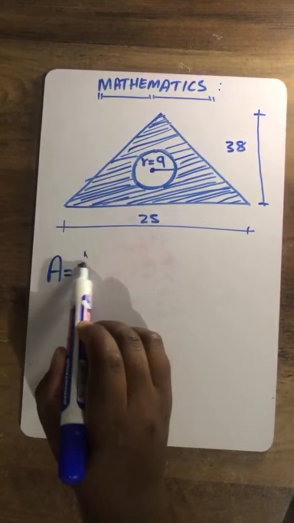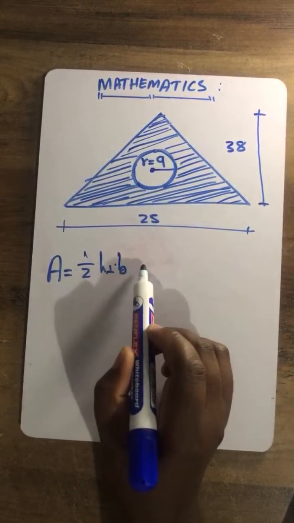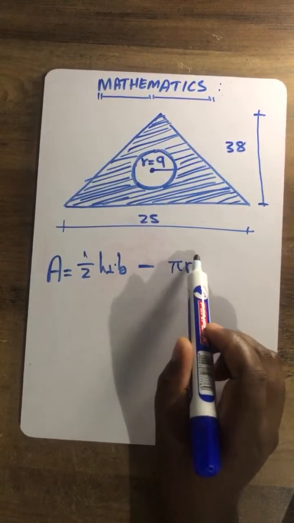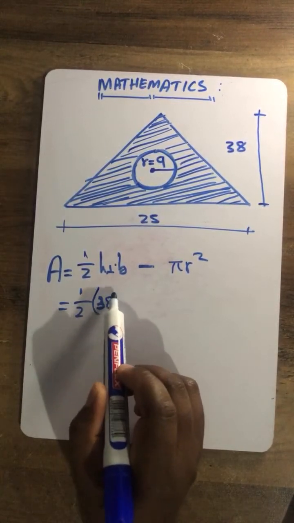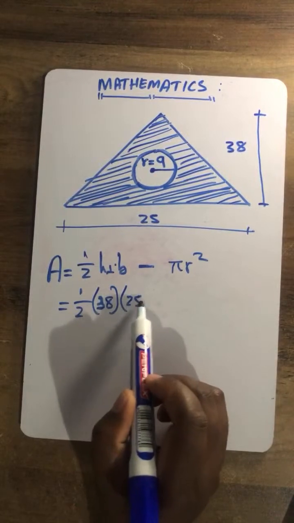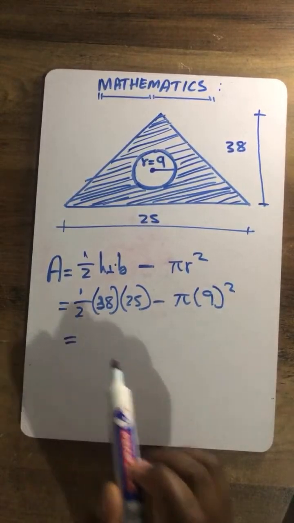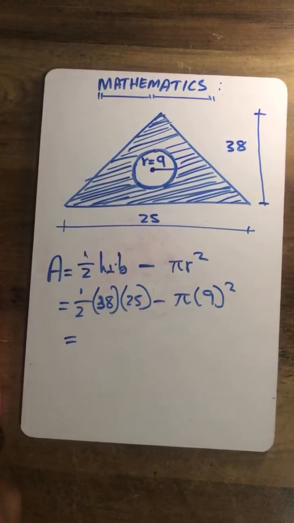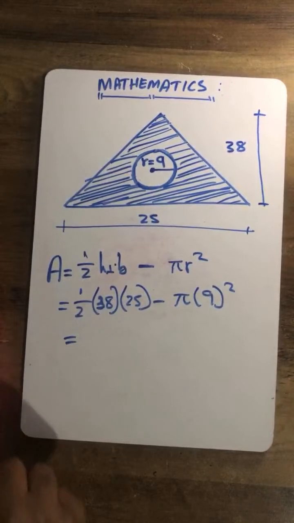So that means it's the area of a rectangle, which is length times breadth, and you are going to minus the area of the circle. Area of the circle is pi r squared. So that means, let's say, 38 and then the breadth being 25, minus pi. What is r? r is 9 squared. Okay, let's see. So that means 38 times 25 minus pi times 9 squared.